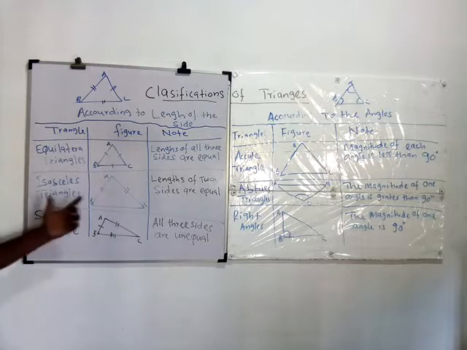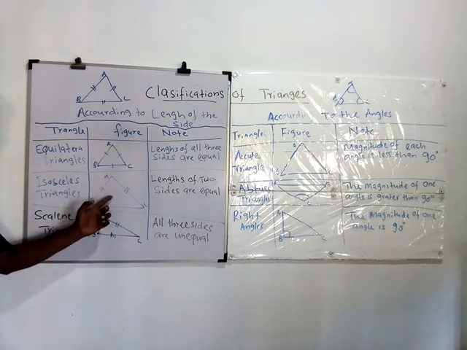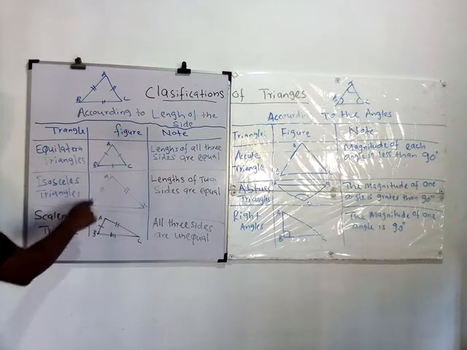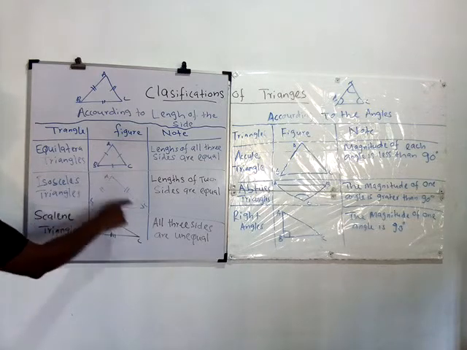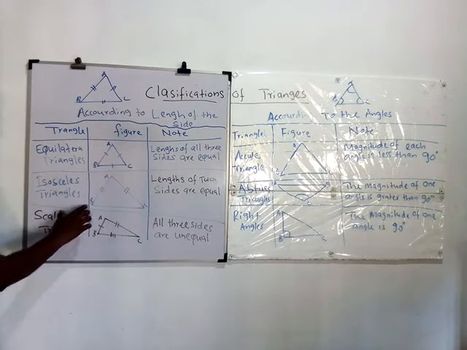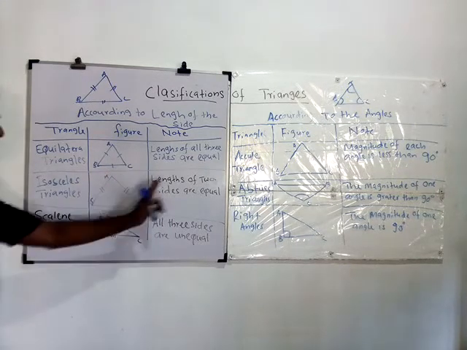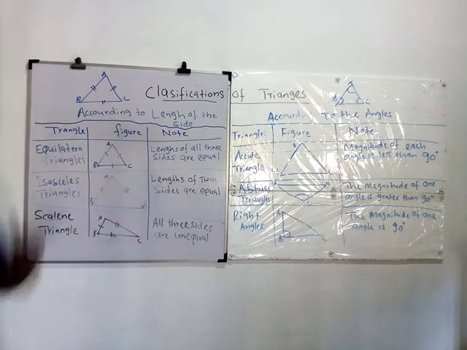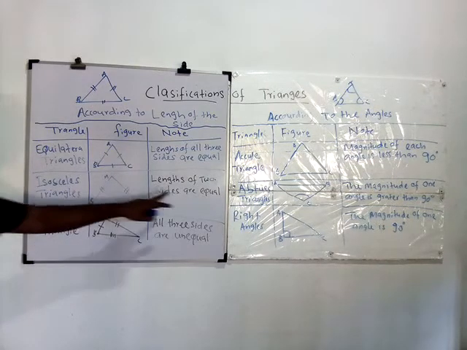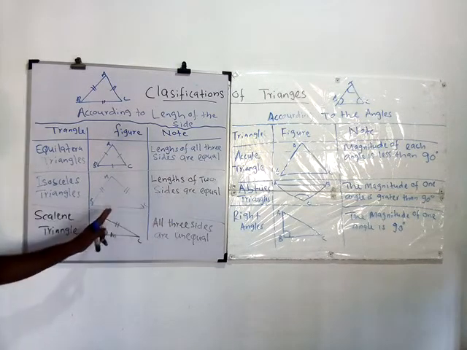See the other one, somewhat different from this. AB is equal to AC, but BC is not equal to the other two sides. So the lengths of 2 sides are equal. We call that an isosceles triangle. Isosceles triangle: the lengths of 2 sides are equal.